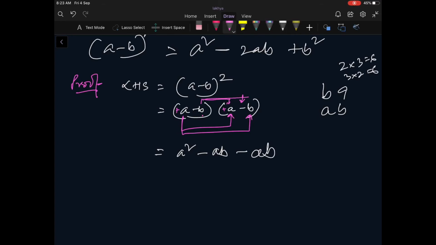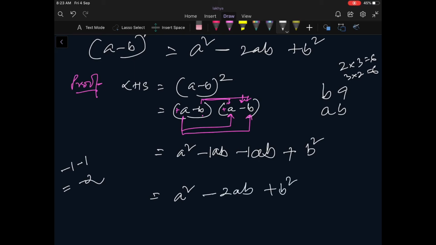Then what to do? Minus b into minus b, both are negative, so the result will be positive. After multiplication, b into b is b square. So here you can consider this one as minus 1ab minus 1ab, minus 1 minus 1, that is minus 2. So here we will get minus twice ab. So this is the right hand side of this identity.